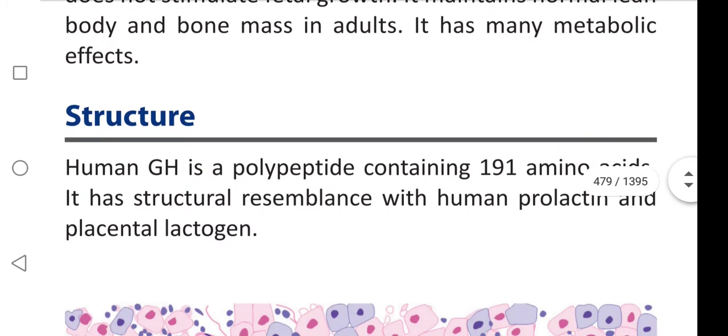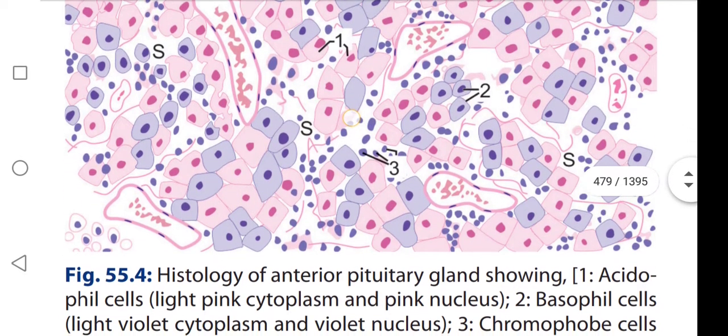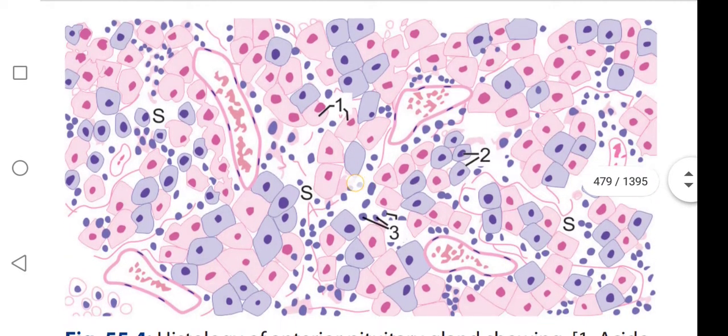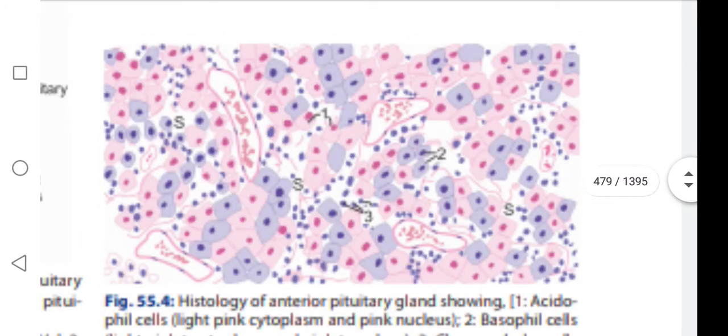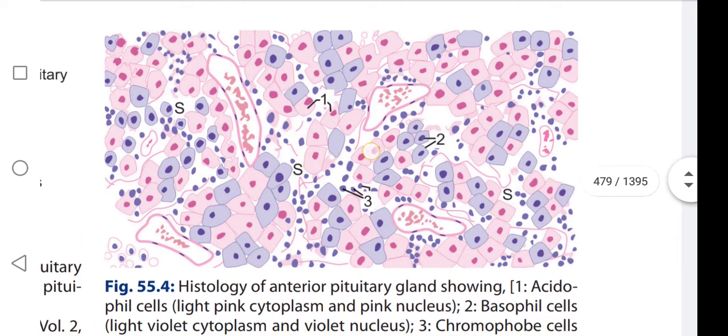Coming to structure. Human growth hormone is a polypeptide containing 191 amino acids. It has structural resemblance with human prolactin and placental lactogen. This is the diagram of anterior pituitary. Okay guys, I will also explain this.